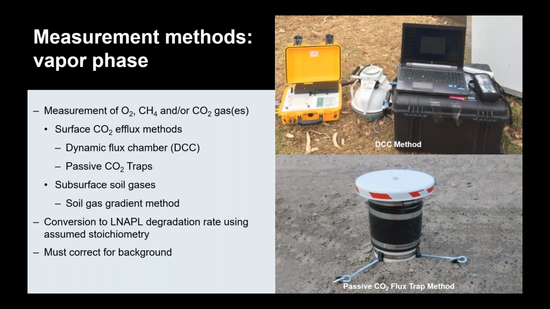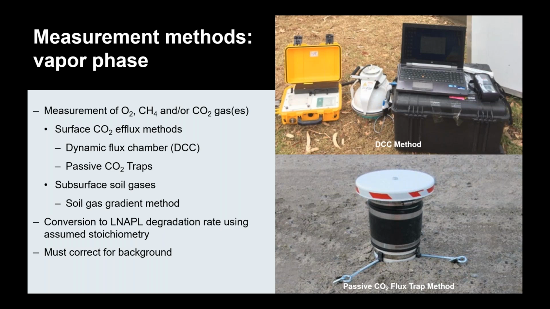Okay, so for the CO2 that is at the surface, we've got a couple of different vapor phase methods. Surface CO2 efflux can be measured with a dynamic closed chamber, also known as a DCC, and it can also be measured with something called CO2 traps. The top photo is the DCC method, and the bottom photo shows the passive CO2 flux trap method.